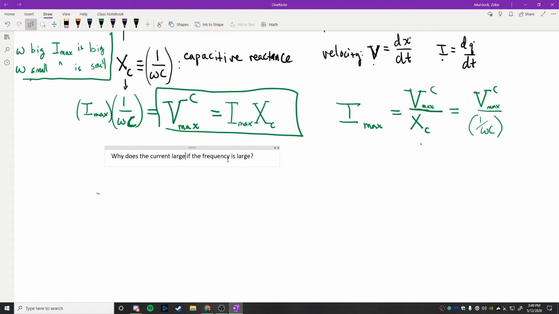What do you mean by that? That's kind of close. What do you mean by that exactly? The capacitor is charging up and discharging more often. That sounds about right.